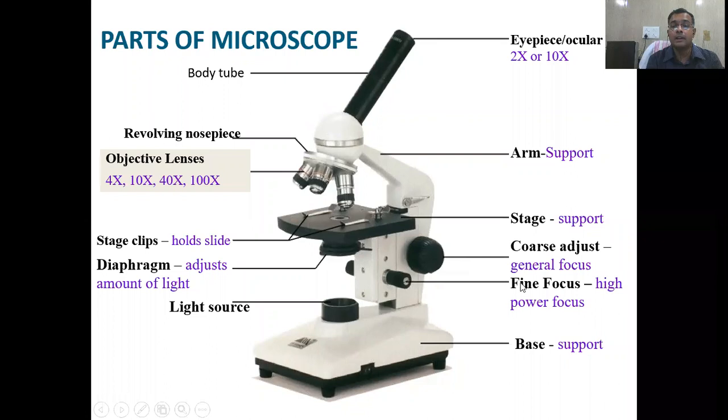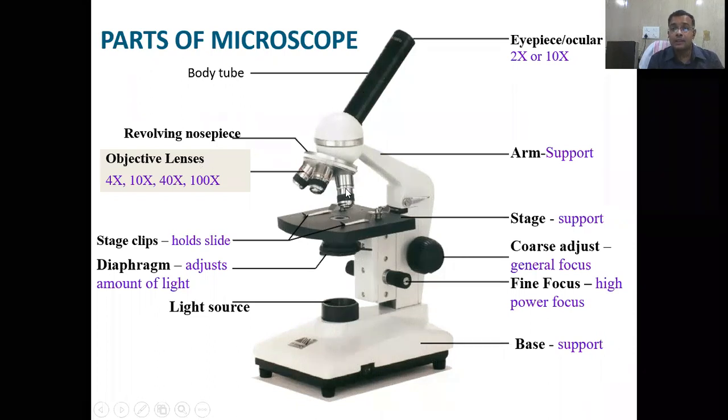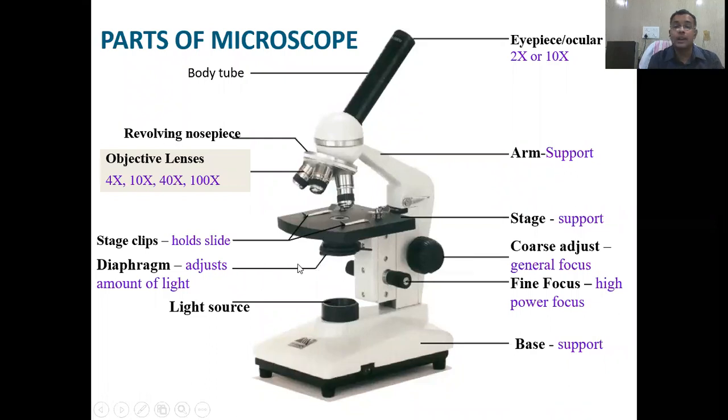Coarse adjustment, fine adjustment. This is the base, or you can say support, sometimes also referred to as the leg of the microscope. This is the revolving nosepiece. So the eye is here, the nose is here, and the leg is here, similar to our body. Then the objective lens, the stage clips present on the stage, and the diaphragm. The diaphragm helps adjust the light, and at the bottom there is a light source that provides light, which might be artificial or natural sunlight. These are the basic parts of a common student microscope, or the compound microscope.